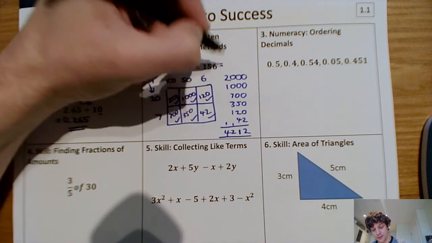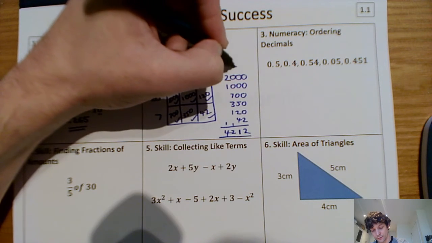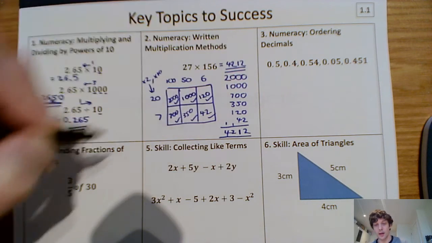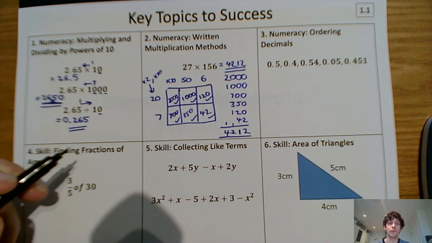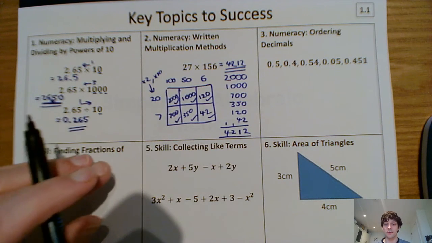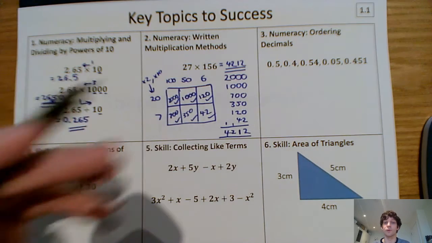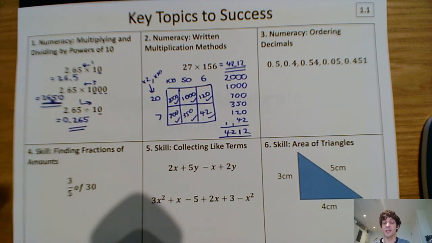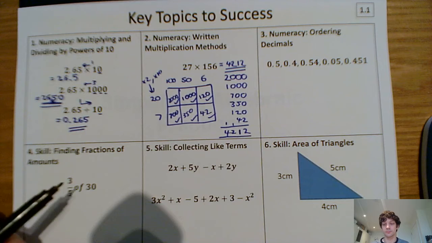So 27 times 156 is 4,212. Okay, of course, there are other methods for doing that. That is my preferred method, but you might have your own. If you get the right answer, that's absolutely fine. If you don't, maybe try this one.